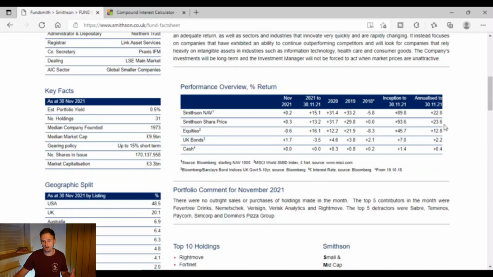23.6% per year. That's incredible. And the equity, the world index for small and mid cap stocks, has done 12.8%. It doesn't take a genius at maths to work out that they've nearly doubled the performance of their benchmark. They actually spent one whole year researching all the stocks they would be investing in for this trust before they even started it up.